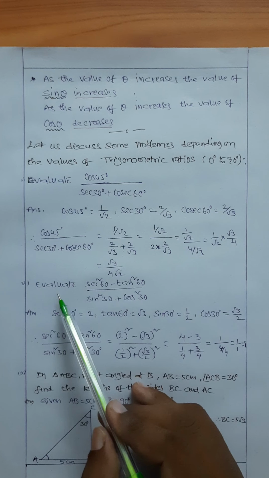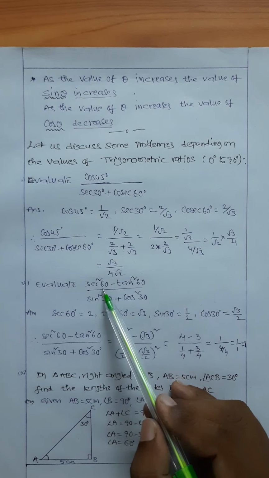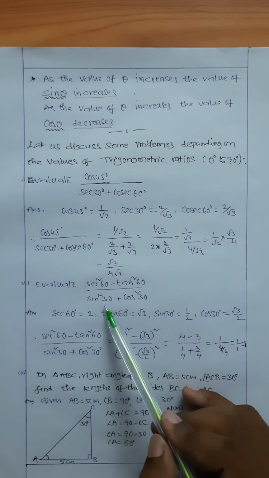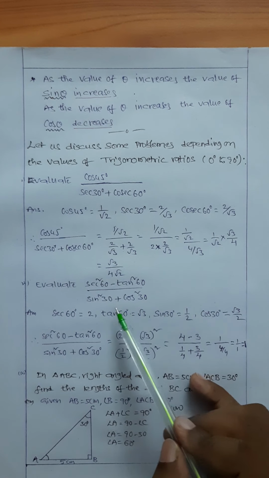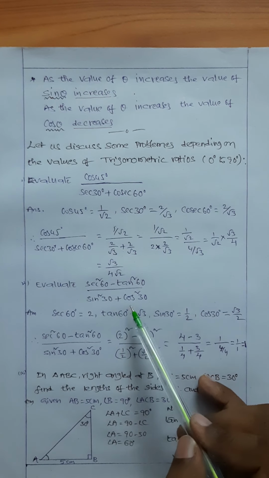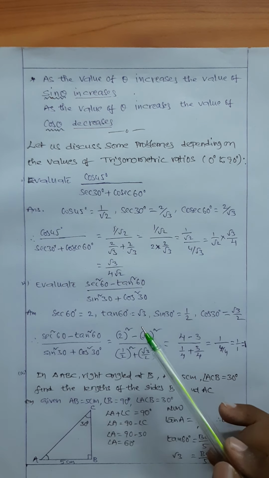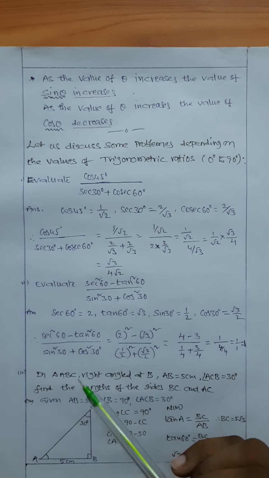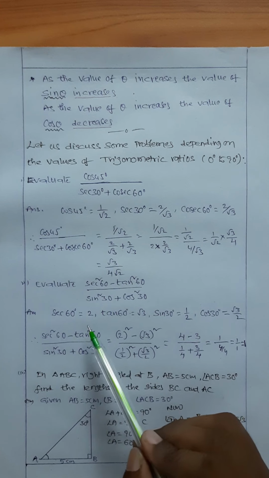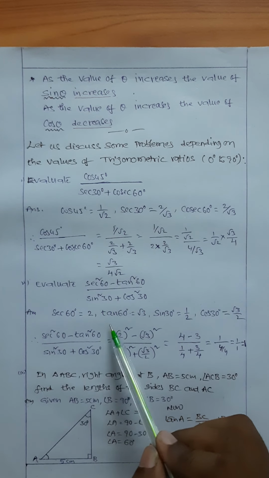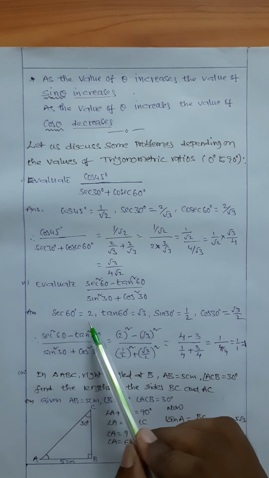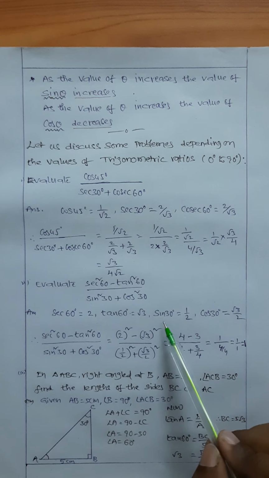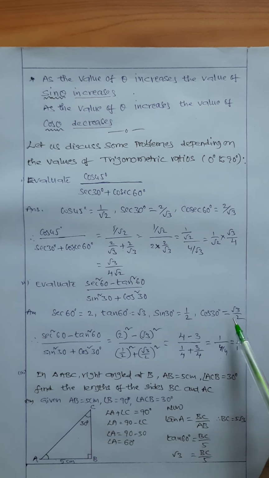Again some other problem: evaluate secant square 60 minus tan square 60 by sin square 30 plus cos square 30. These are also known values. 60 and 30 values are known. You can call these values from the table. You remember the table and try to remember the values of secant 60, tan 60 and so on. Secant 60 is 2, tan 60 is root 3, sin 30 is equal to half, cos 30 is equal to root 3 by 2.